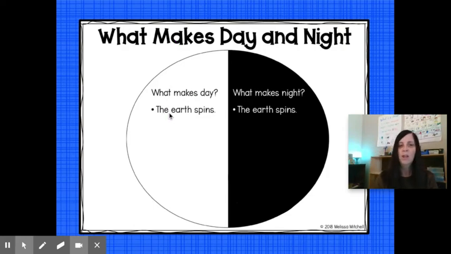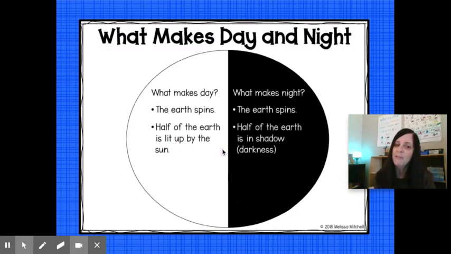Did you know that one of the things that makes day and night is the same thing? The earth spins. So that's the first thing. The next thing is half of the earth is lit up by the sun, and that's what makes day. And half of the earth is in the shadow, and that's the darkness that makes night.